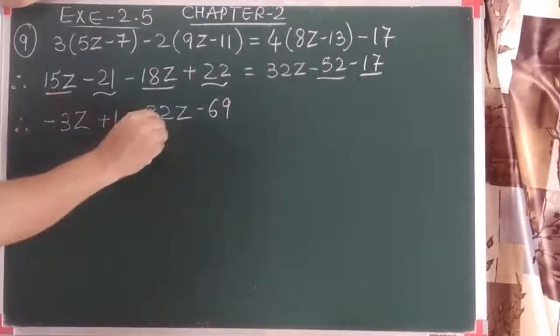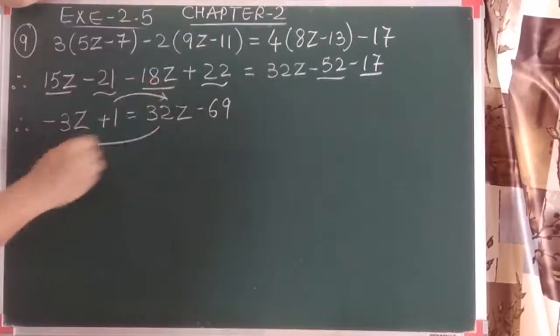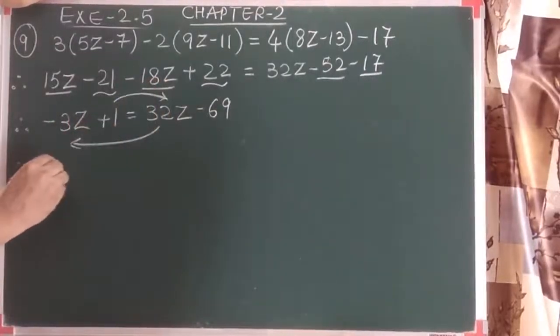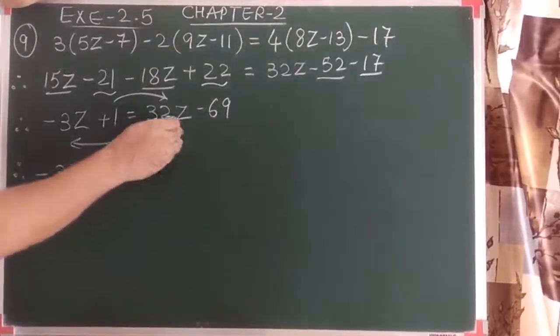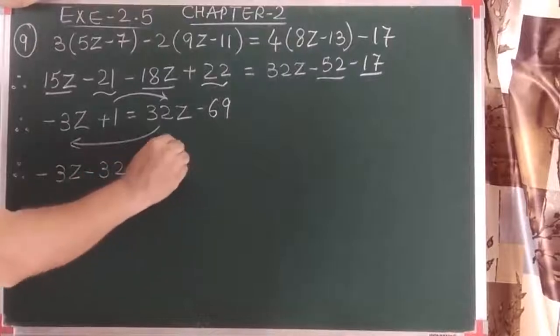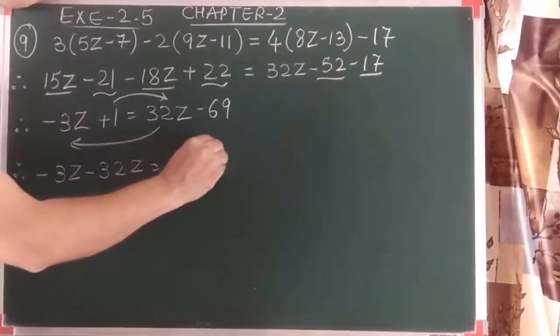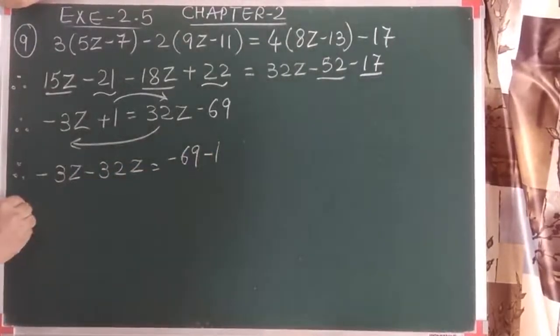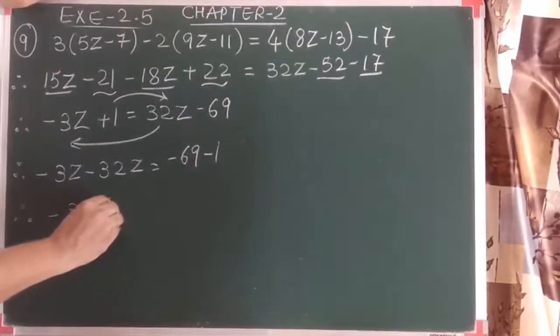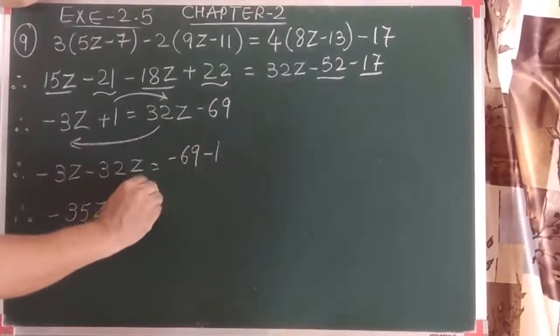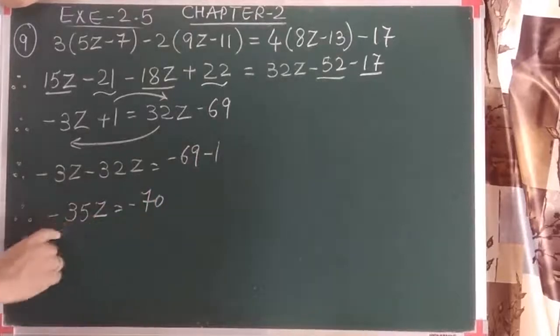Now let's take the variable to the left hand side and the constant to the right hand side. So we will obtain minus 3z minus 32z. We know when we are changing the side, we have to change the sign. Minus 69 as it is and minus 12. Both are the equal sign, must be addition, minus 35z. Both are the equal sign, must be addition, minus 70. As the negative sign is on both sides, we should cancel it.